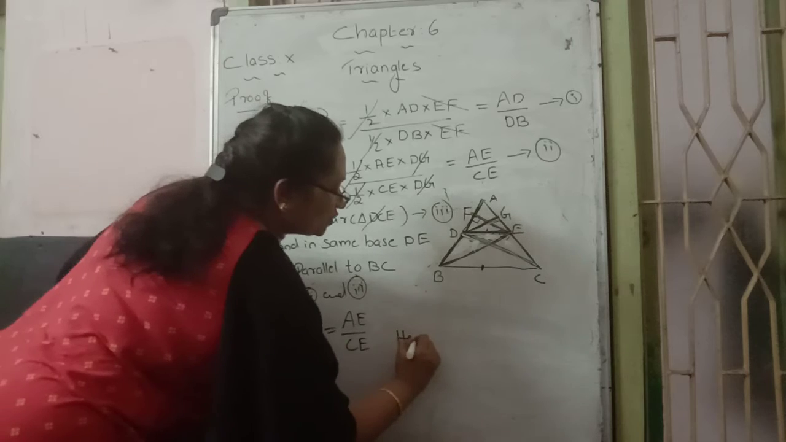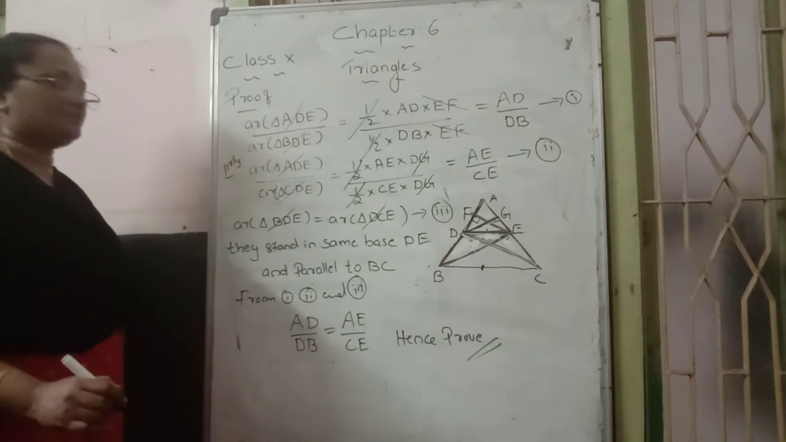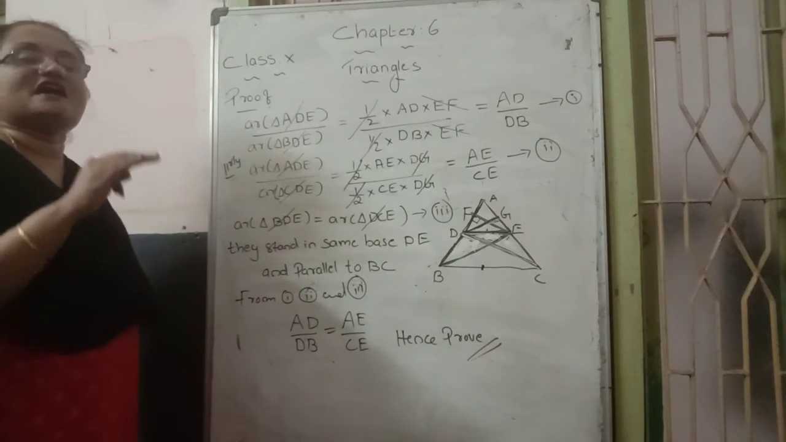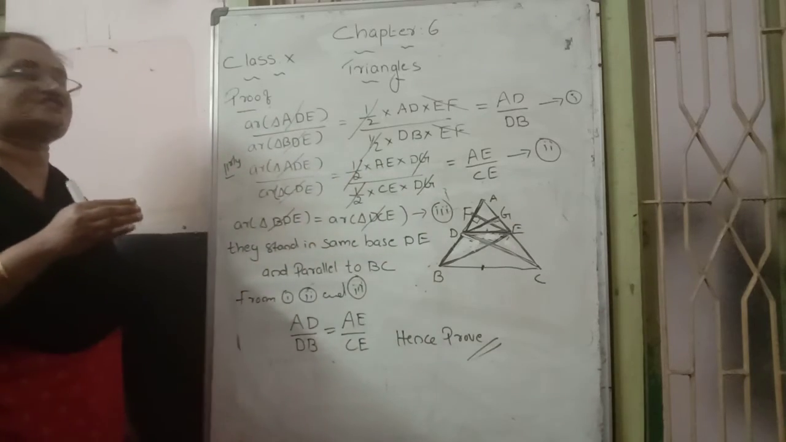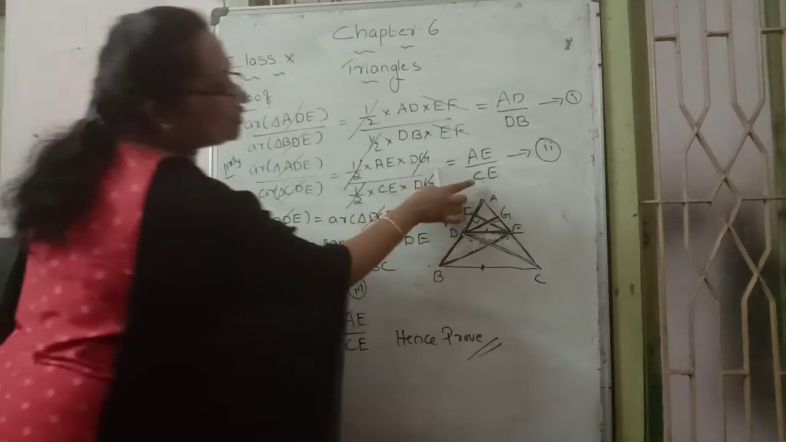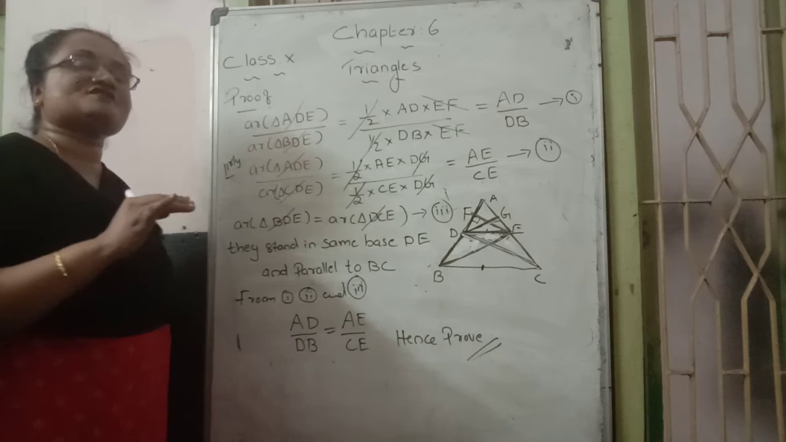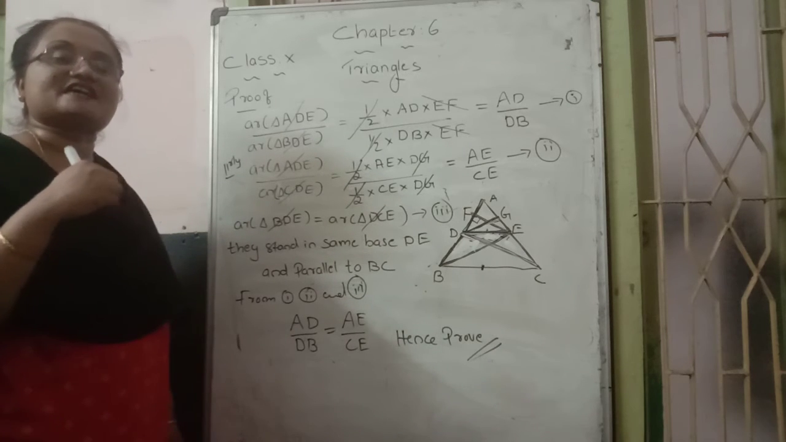Hence we prove. This is the BPT theorem. The BPT theorem says that the line DE divides the sides in equal ratio. Which ratio? AD by DB is equal to AE by EC. So while solving problems, we can divide the sides in the same ratio.